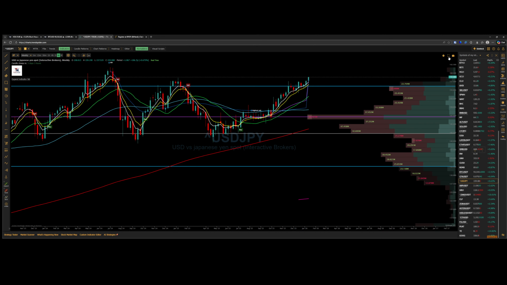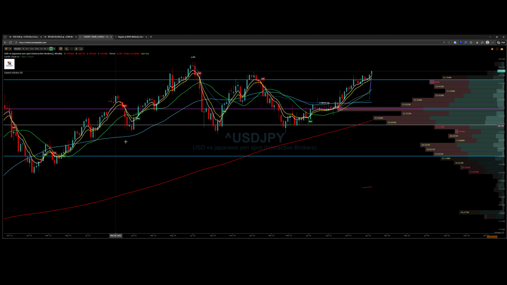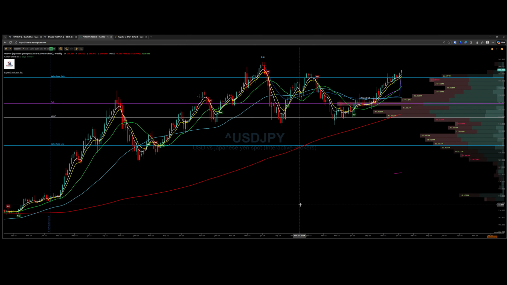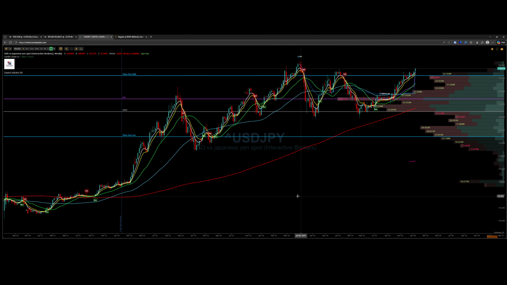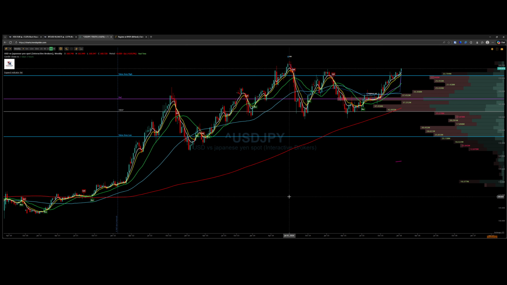USD/JPY. This is the weekly. I'm sure you like this chart, KP. Where did price consistently find support? Right along the VWAP.